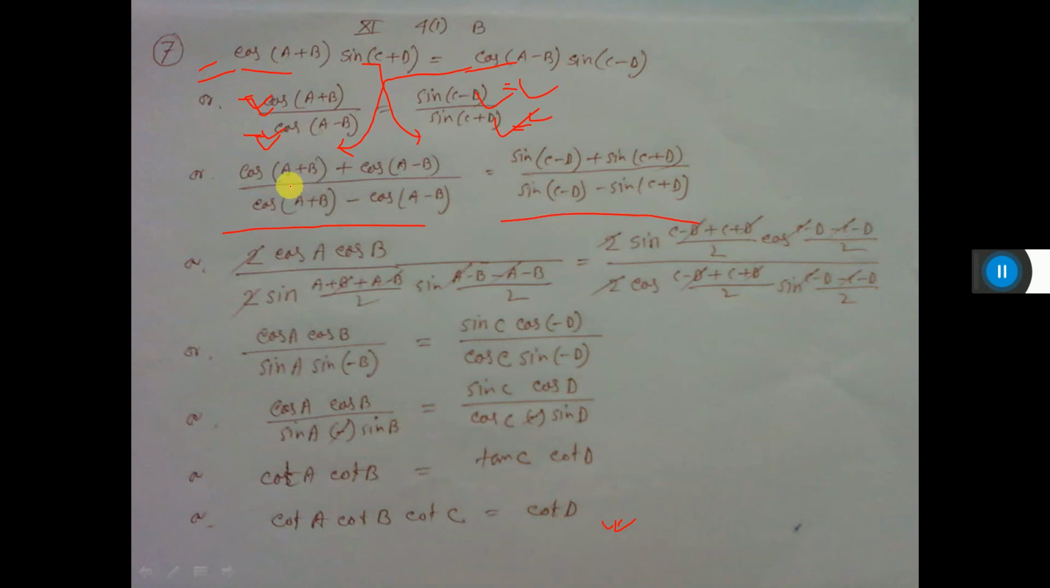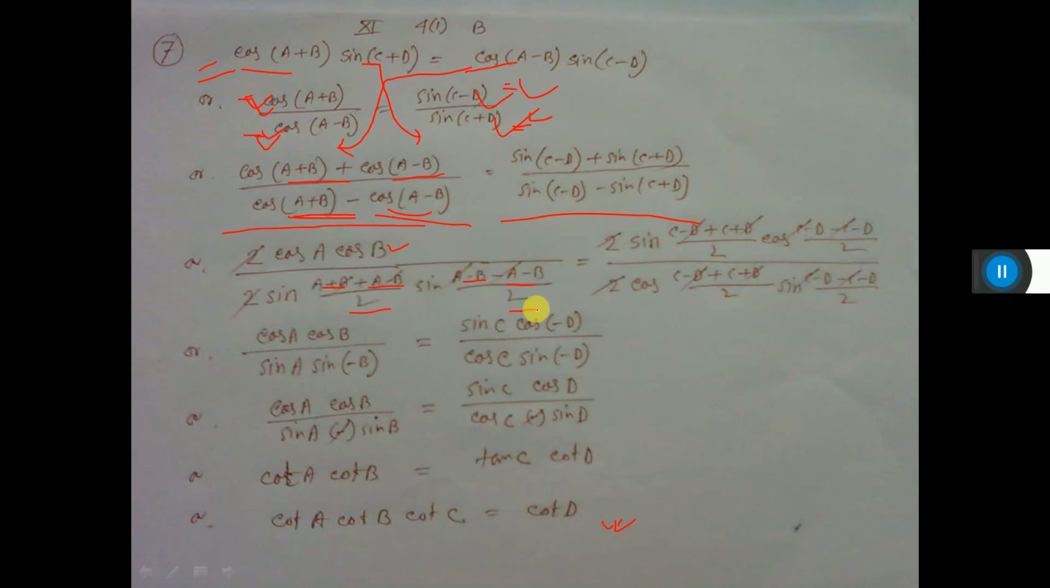Now here cos(A plus B) plus cos(A minus B), the formula is 2 cos A cos B, it is given to you. Similarly cos(A minus B) minus cos(A plus B) is the formula here. You can apply the cos C plus cos D formula, 2 cos((C plus D)/2) cos((C minus D)/2), and the cos C minus cos D formula, 2 sin((C plus D)/2) sin((D minus C)/2).